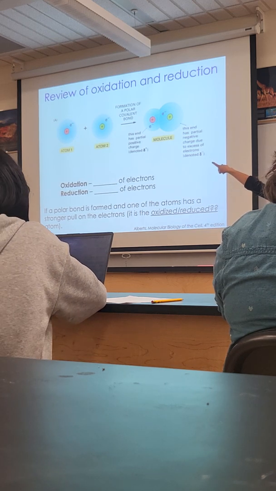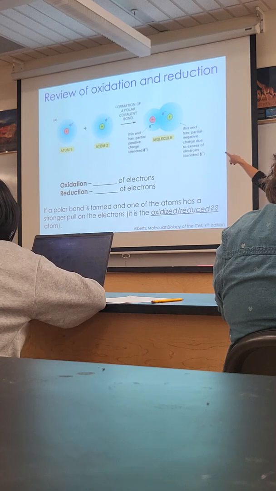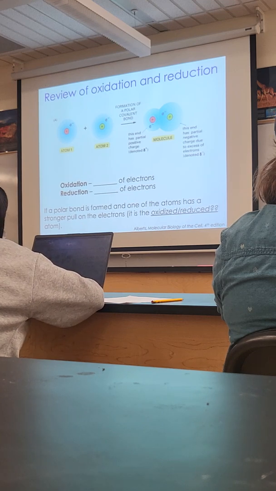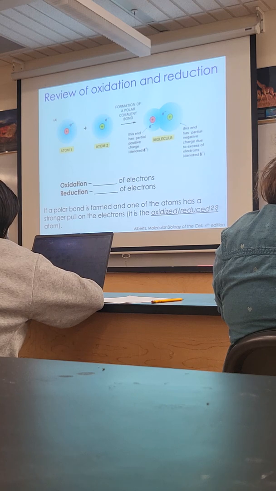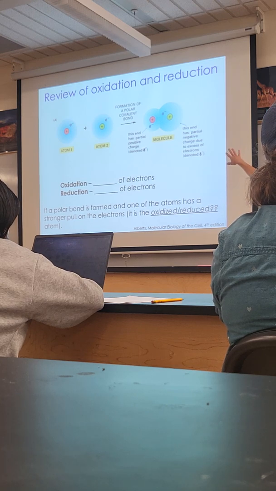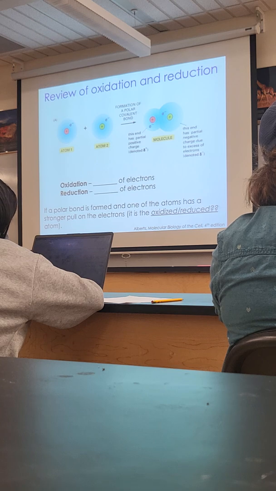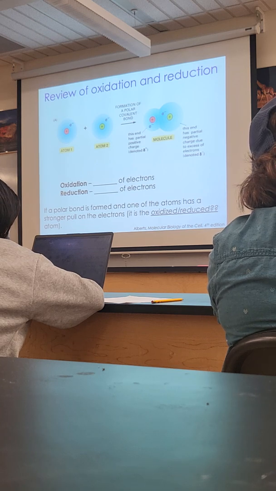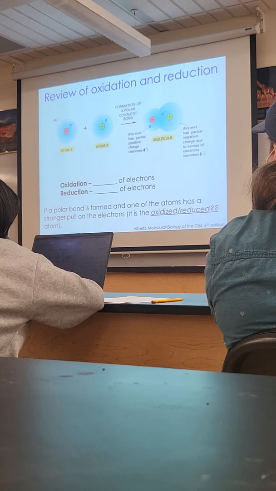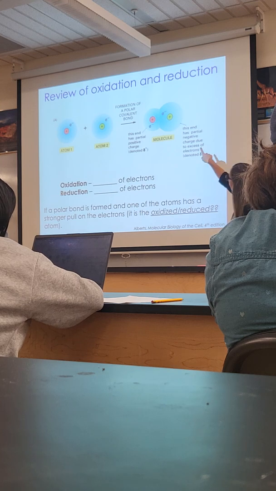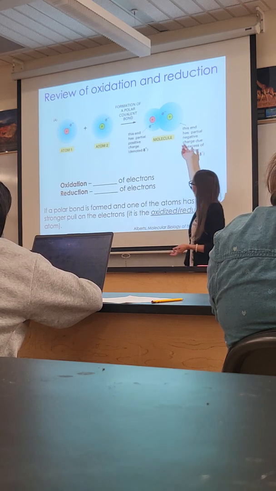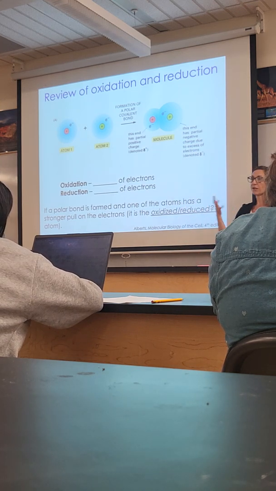Here we have atom 1 and atom 2. They form a polar covalent bond. So they're sharing electrons, but polar tells us that they're sharing unequally. Which one of these has a stronger pull on the electrons? Is it atom 1 or atom 2? Which one has greater electron density around it? Atom 2. So this atom is gaining electrons, is holding on to electrons.